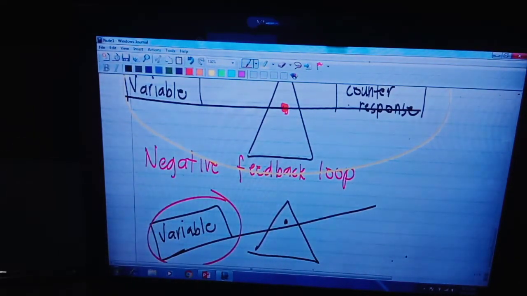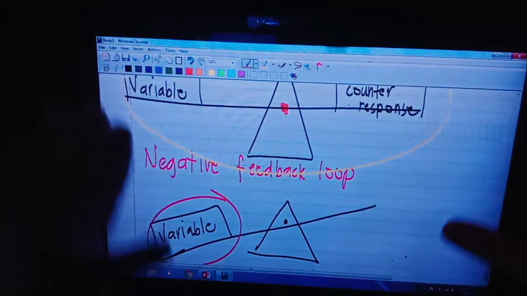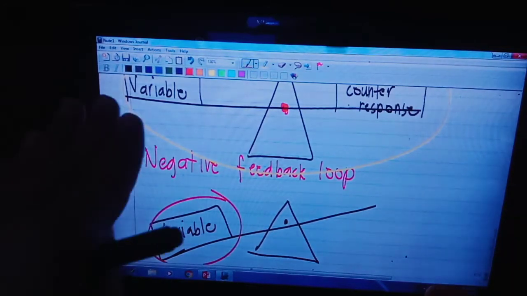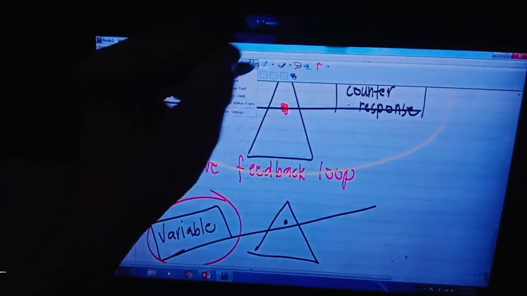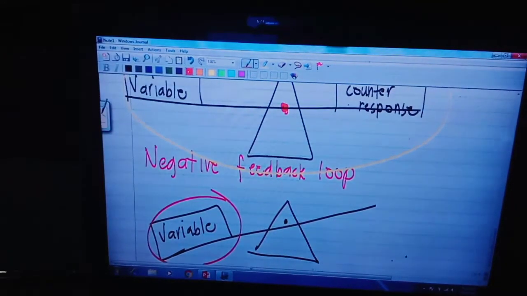Medyo na-disturb man ang relationship natin, na-disturb ang homeostasis, maibabalik din natin sa dati. Mari-restore natin yung dating tayo. Mari-restore natin yung homeostasis. Mari-restore natin yung relationship natin. Diba? Ganun lang yun, te. That's the negative feedback mechanism.